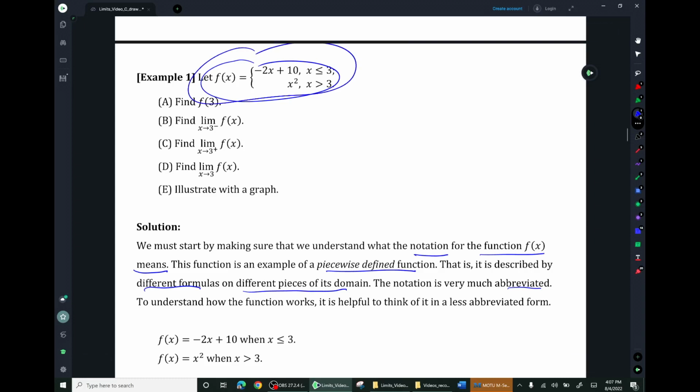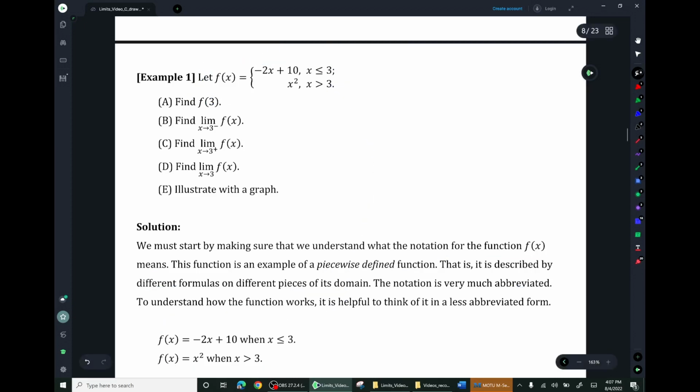So this abbreviated expression means this: f of x equals minus 2x plus 10 when x is less than or equal to 3, and f of x equals x squared when x is greater than 3. So this is just a slightly less abbreviated form of what we saw earlier.